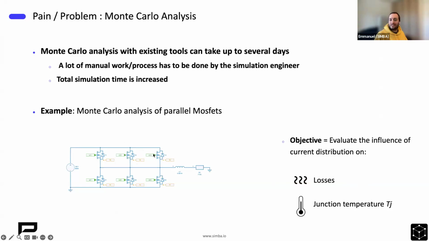And that will influence the losses and the junction temperature. Because if you have one RDS(on) that is, I don't know, 15% lower than the others, most of the current will go in this one. And even though you have different MOSFETs in parallel, you will still have a lot of heat and losses. The best approach to study this is to run Monte Carlo analysis, where we run hundreds, thousands of simulations with different RDS(on) values, taking into account the actual tolerance of the value, and see what the influences are on the losses and the junction temperature.